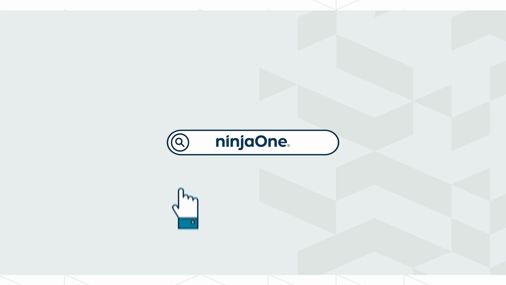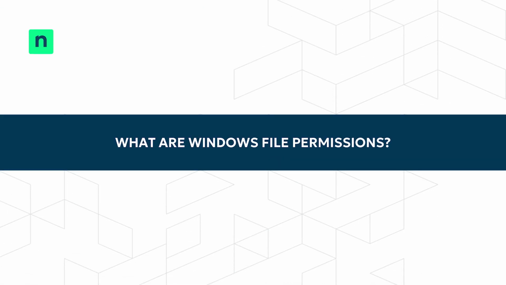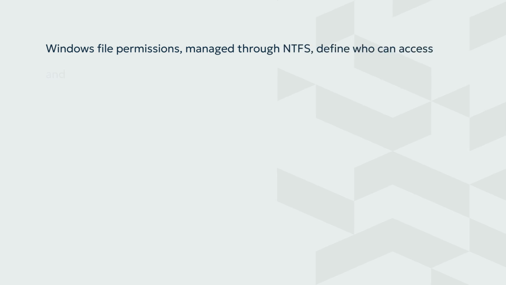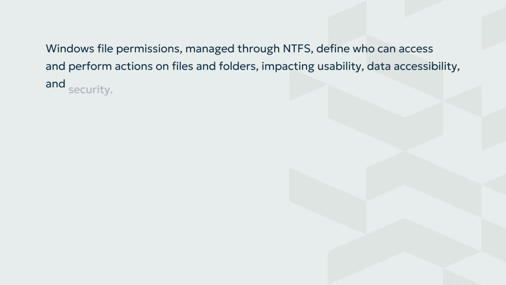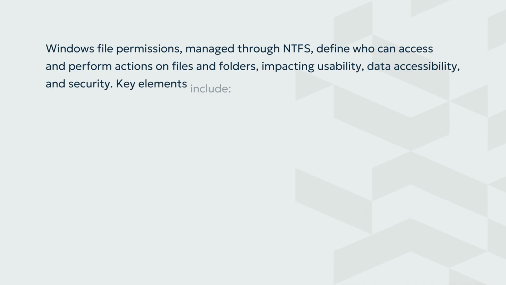What are Windows file permissions? Permissions in Windows, managed through NTFS, control access to files and folders. This impacts usability, data accessibility, and security by defining who can perform specific actions on system resources.